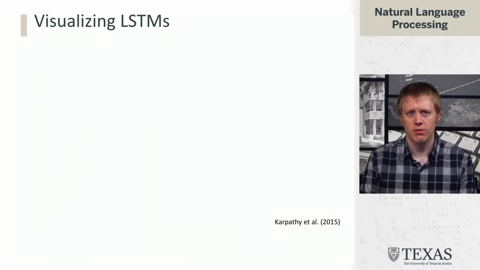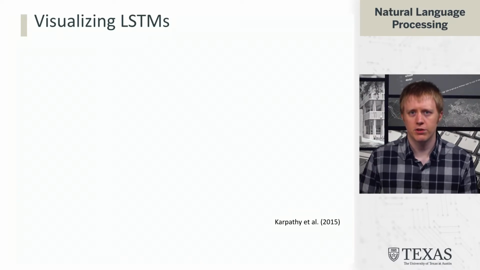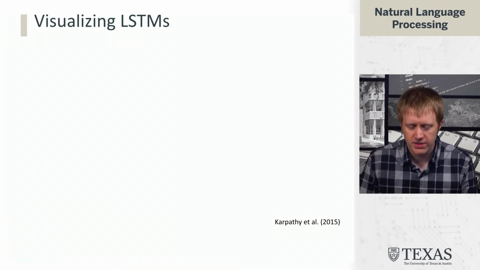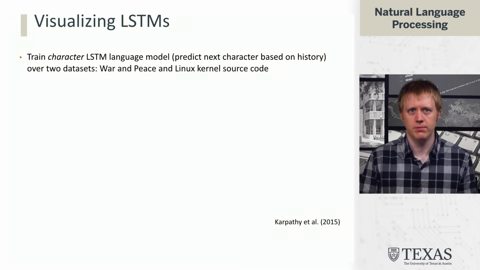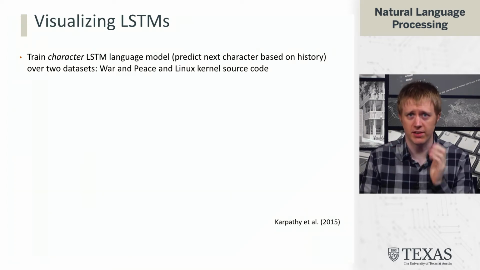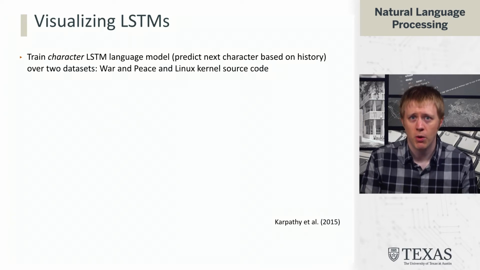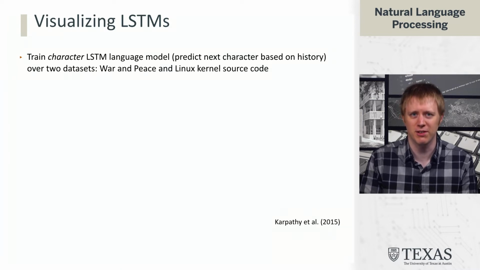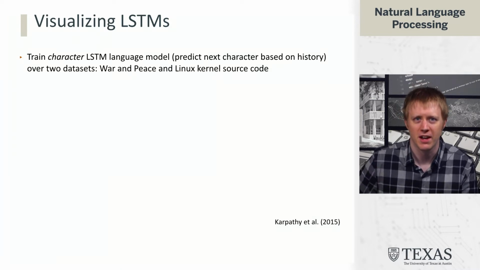In this segment, we're going to talk about a little bit of LSTM visualization in order to try to get a bit of a better idea of what these can do in language modeling contexts. This is some work due to Andrej Karpathy et al. from Stanford in 2015. They trained a character-level LSTM language model, so predicting the next character based on the history, over two corpora, War and Peace and the Linux kernel source code. So two very different sources of text here, one not natural language.